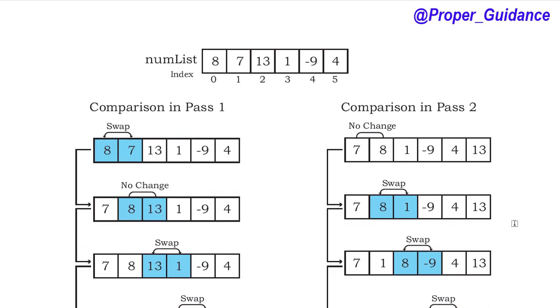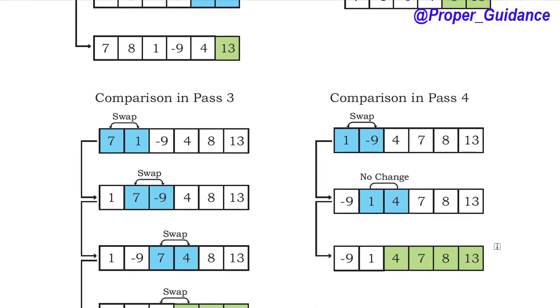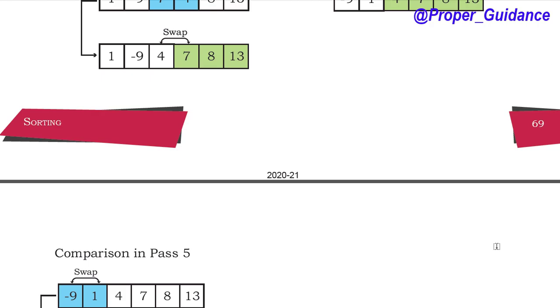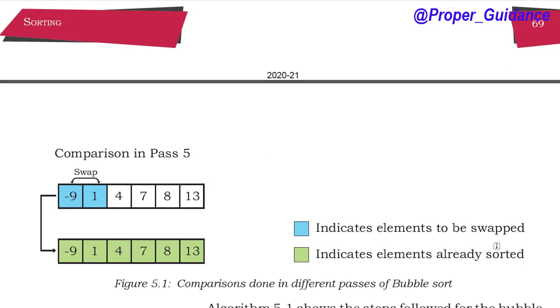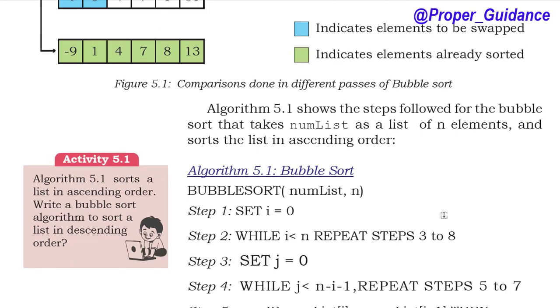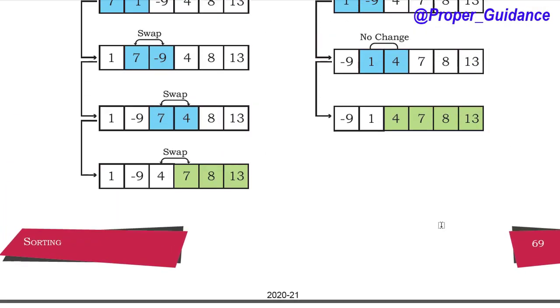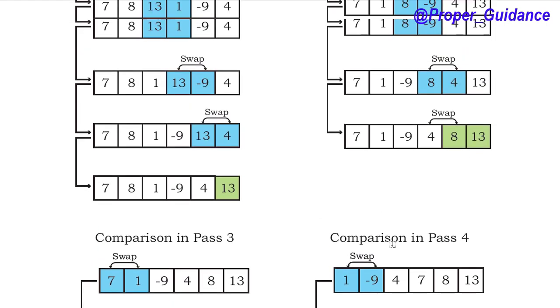They are following the ascending order. So this is the bubble sort technique. I think you can understand it properly. This is the mechanism, and after that comes the comparison in pass 5, where minus 9 and 1 are unchanged because minus 9 is smaller than 1. Algorithm 5.1 shows the steps followed for bubble sort, which takes num list as a list of n elements and sorts the list in ascending order. Here we can see the mechanism in a diagram.